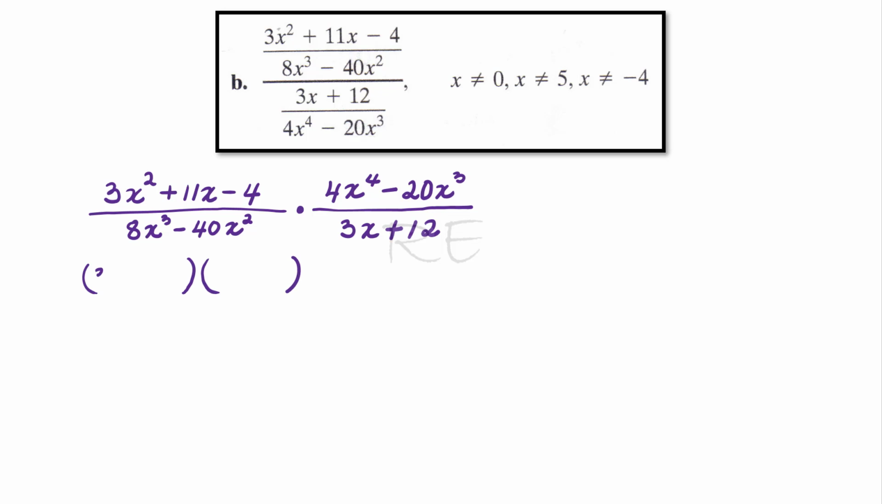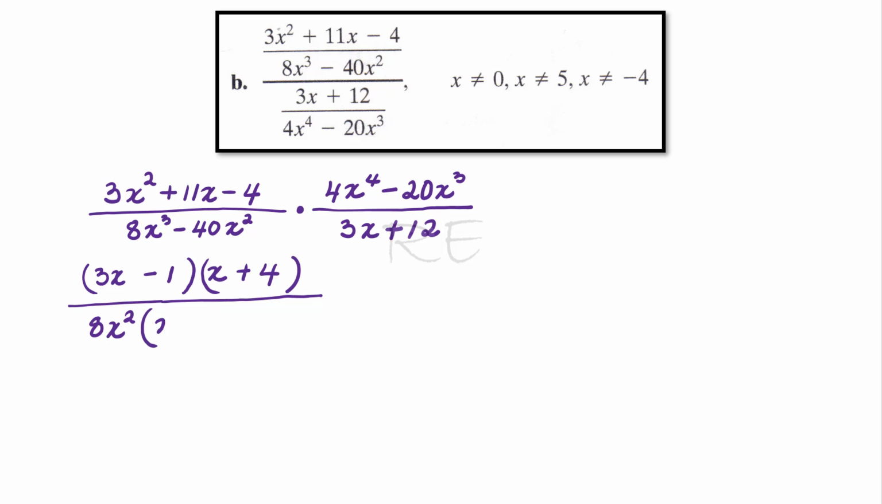The first rational expression can be factored as 3x, and we're going to associate positive 4 with 3x and negative 1 with x, so that the sum is positive 11x. So we have 3x minus 1 times x plus 4.